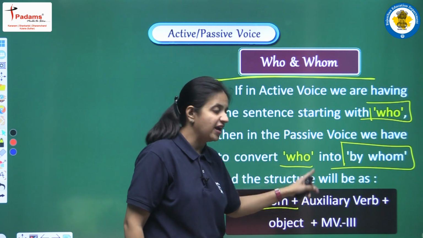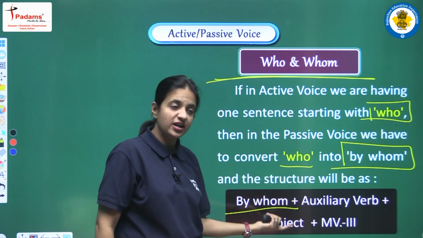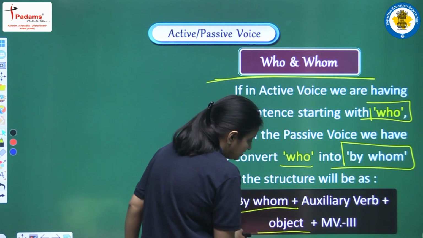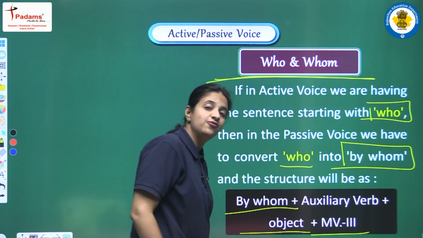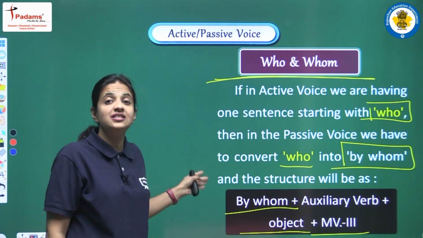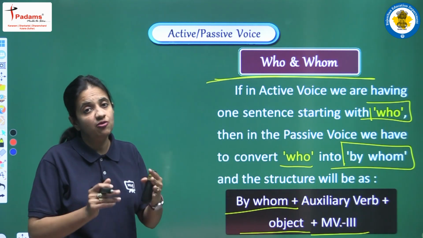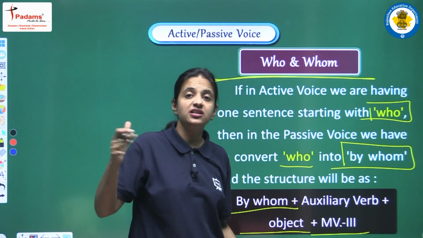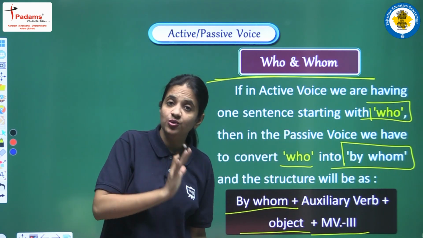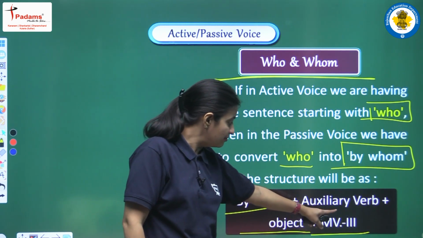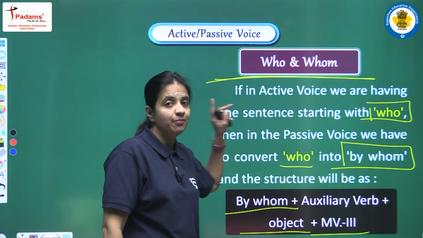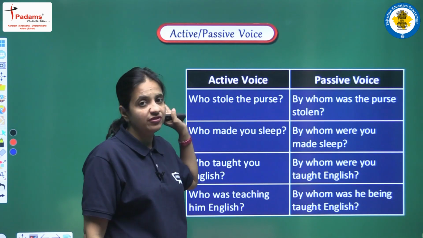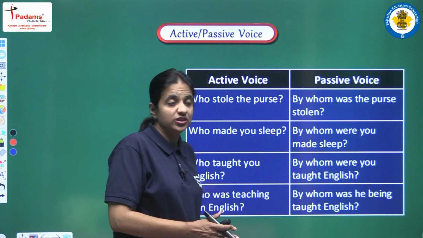After that we have to write the auxiliary verb according to the tense that we have in active voice, and then the object, and then there will be the third form of the main verb. So this is the structure, and students, be very careful that if you have "who", then you have to convert that "who" into "by whom". And this is the reason यहाँ पे "by" end में नहीं आया है. हम पहले ही who को by whom में convert कर देंगे. So let's see some examples of how we have to do this.